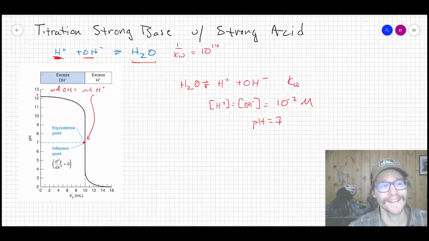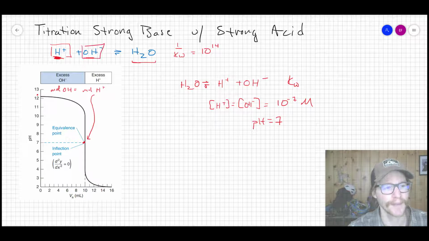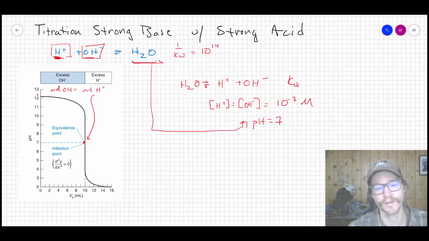And so by definition, for strong acid, strong base titrations at the equivalence point where you have exactly equal amounts of both acid and base, which is the definition of equivalence, and you have pure water, then the pH at that equivalence point will always be 7. That's what you see here.